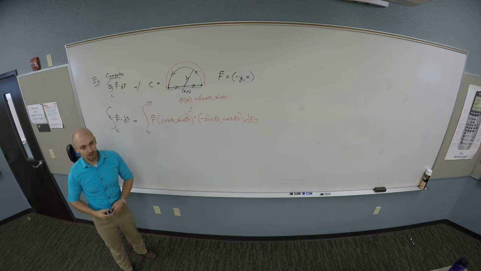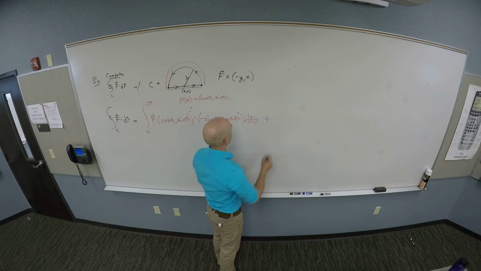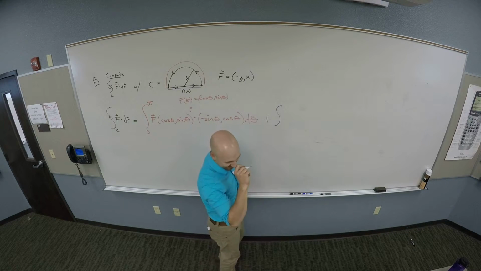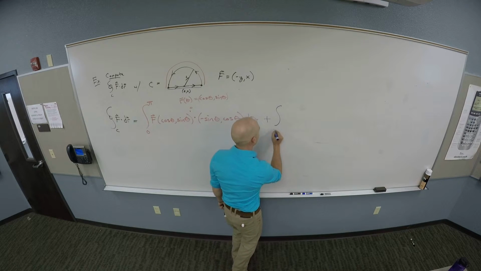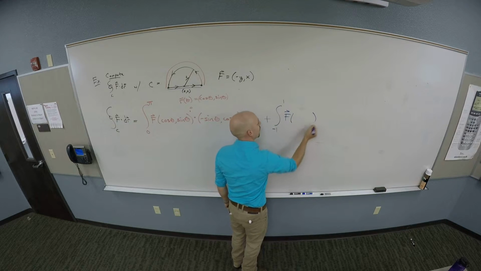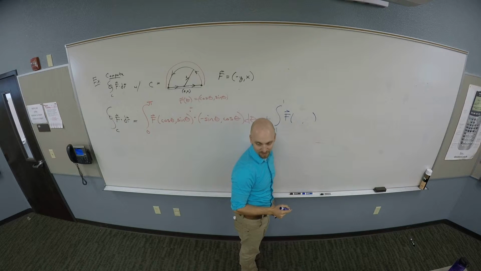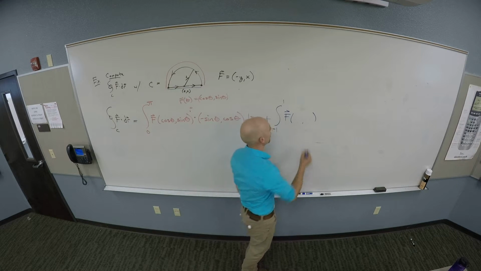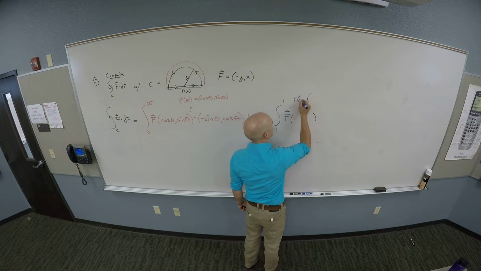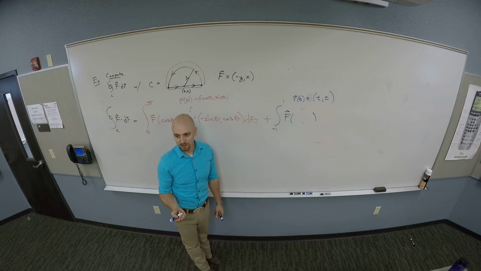Okay, so that's the red bit. And the blue bit is going to be plus the integral from -1 to 1 of F of... what's your parameterization here? It would just be t and 0. You want to parameterize r of t, which is going to be t comma 0. Does that go where you expect it to go?